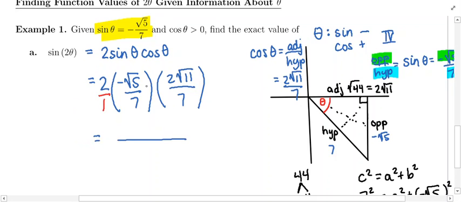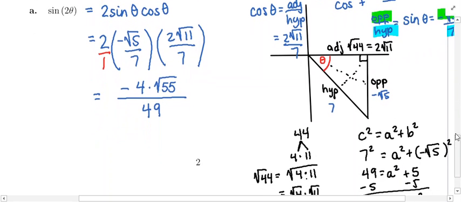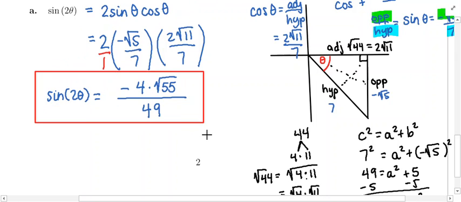I'm going to do the bottom first because it's easier. 1 times 7 times 7 is 49. And then I'm going to go across the top. The top is going to be negative because we basically have positive times negative times positive. 2 times 2 is 4. And then the square root of 5 times the square root of 11 is going to be the square root of 55. And so that is our answer. The sine of 2 theta is negative 4 times the square root of 55 over 49.